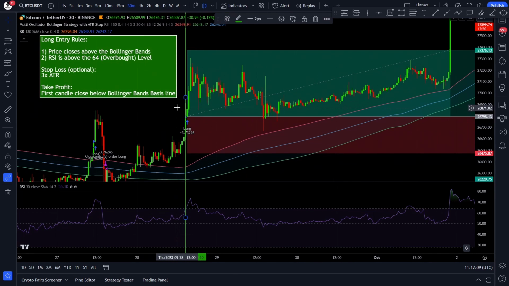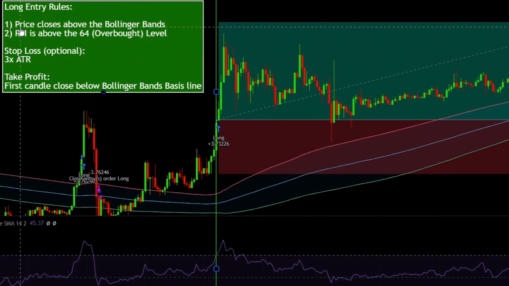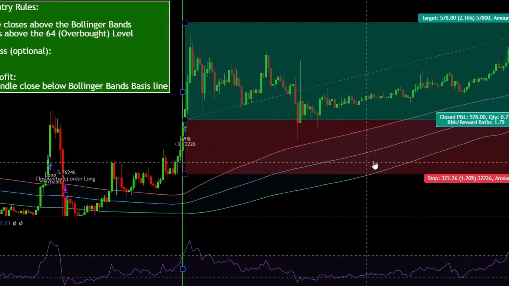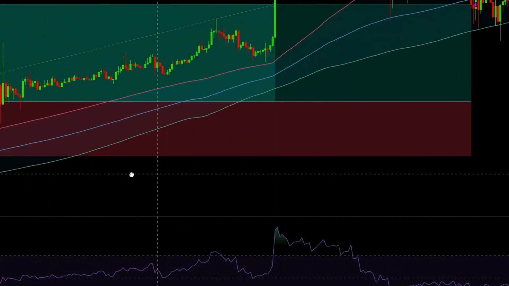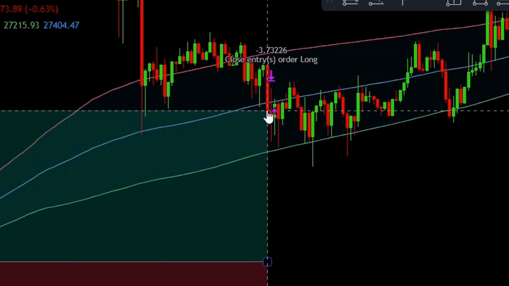Here is a valid long entry, and for a valid long entry, first the price needs to close above the Bollinger Bands, and the RSI needs to be above the 64 overbought level. On this entry signal candle, the RSI value is 64.38, so it's above the level. Stop loss is not needed, but you can use a 3 times ATR distance, and we will exit the position on the first candle that closes below the Bollinger Bands basis line, which is the middle line. And that happens right here.